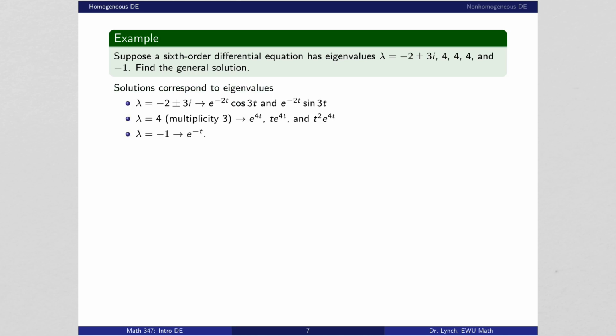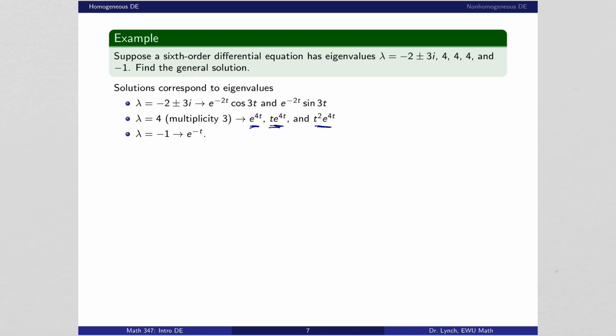So the first thing we'll do is go ahead and identify the solutions that correspond to each eigenvalue. Corresponding to the complex conjugate eigenvalue, we get solutions of the form e to the 2t cosine 3t and e to the 2t sine 3t. Corresponding to the multiple root of multiplicity 3, we get e to the 4t, and then t e to the 4t, and the third linearly independent solution there is t squared e to the 4t. And then, of course, corresponding to the real distinct root of minus 1, we have a solution of the form e to the minus t.